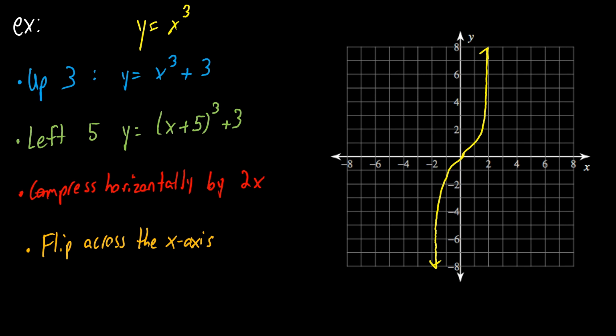Okay, compressed horizontally by a factor of 2 times. So this is going to be inside the parentheses. And so last but not least, flipped across the x-axis. So that's going to need to be outside the parentheses. It's all about those parentheses.